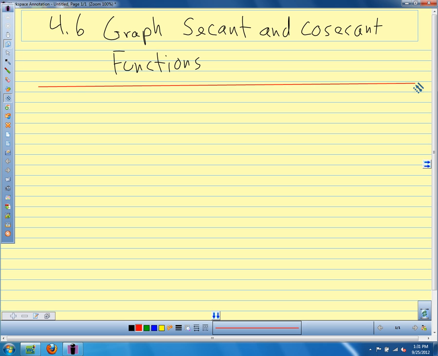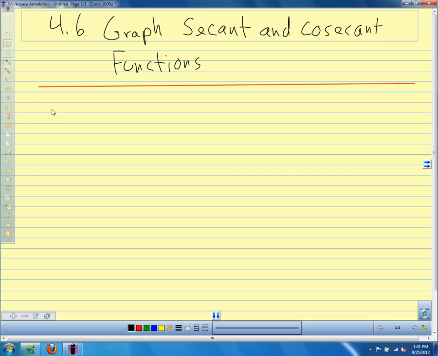I'm going to give us a list of steps for graphing secant and cosecant functions. We know that the secant function is related to which trig function? Cosine, and the cosecant is related to sine. So we're going to refer to the sine function and the cosine function as the parent functions. Secant of an angle is related to cosine of an angle, cosecant is related to sine of the angle. We're going to call those the parent functions. So when we're graphing secant and cosecant functions, we're going to talk about the parent functions.